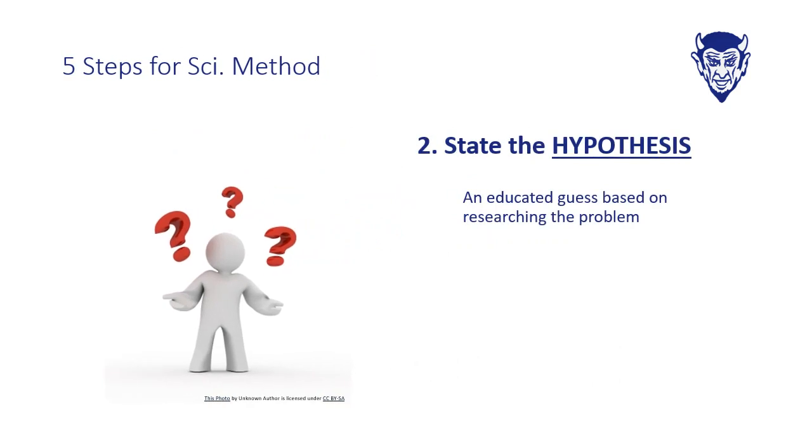The second step of the scientific method is to propose a hypothesis. A hypothesis is an educated guess to answer the question or solve the problem. The observation itself can act as the research or simply asking questions of those around you. Often, this is enough to answer the question or solve the problem.